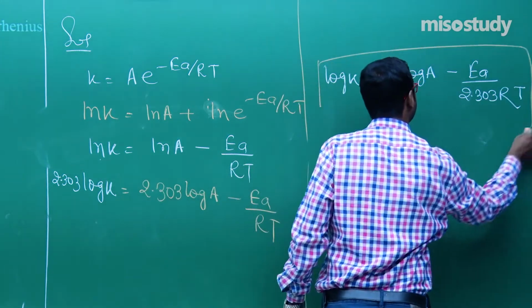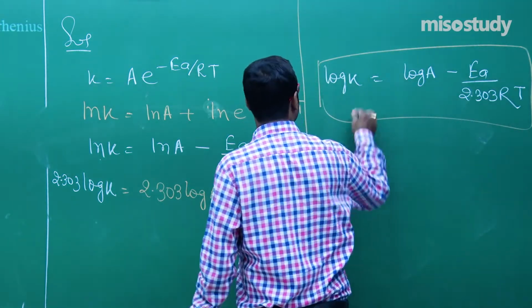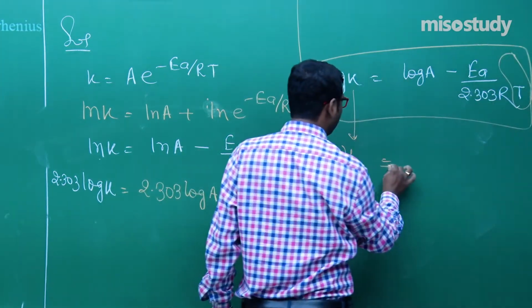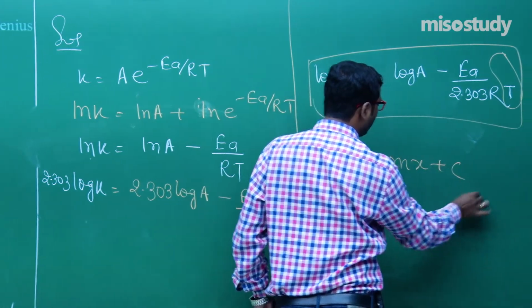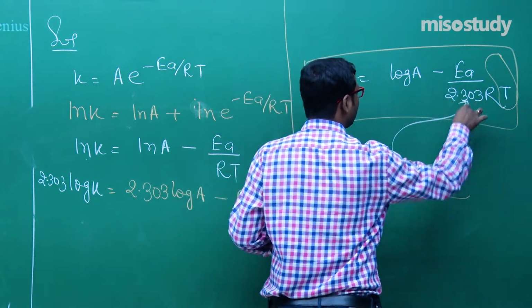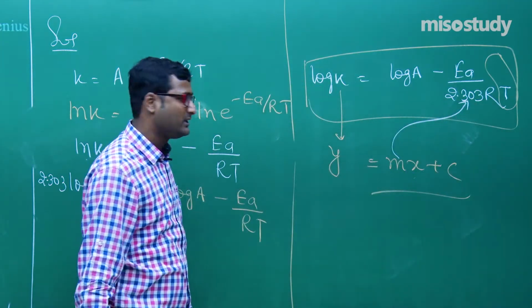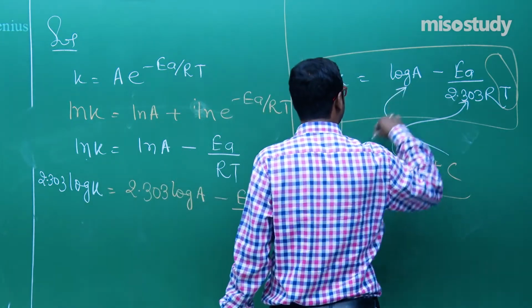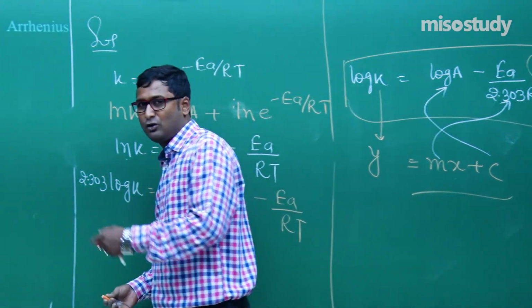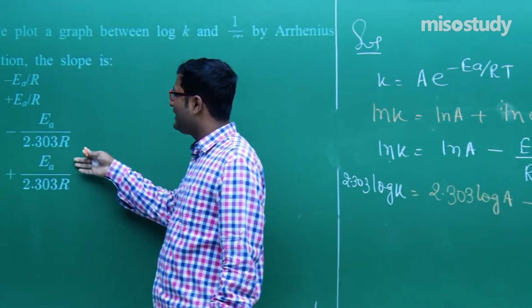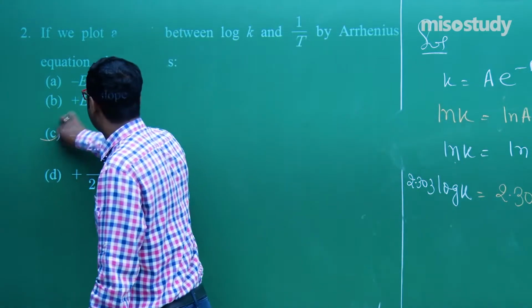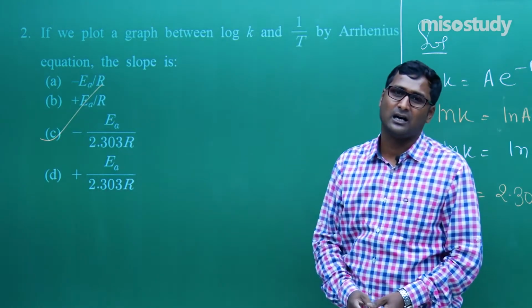Now here is given according to the question the graph, this one taken as y, this one 1 upon T is x. So the graph expression is y is equal to mx plus c. X is 1 by T. So m is minus EA upon 2.303 R and c is equal to log A. So what is the expression, sir? In this case the slope is minus EA upon 2.303 R. For question number 2, C is the correct option.